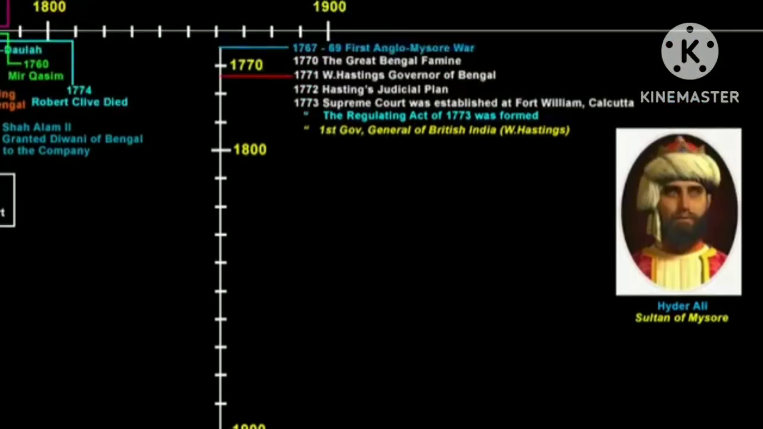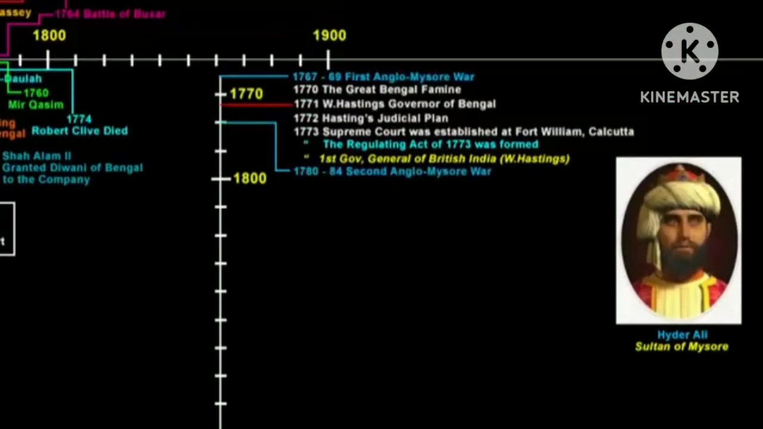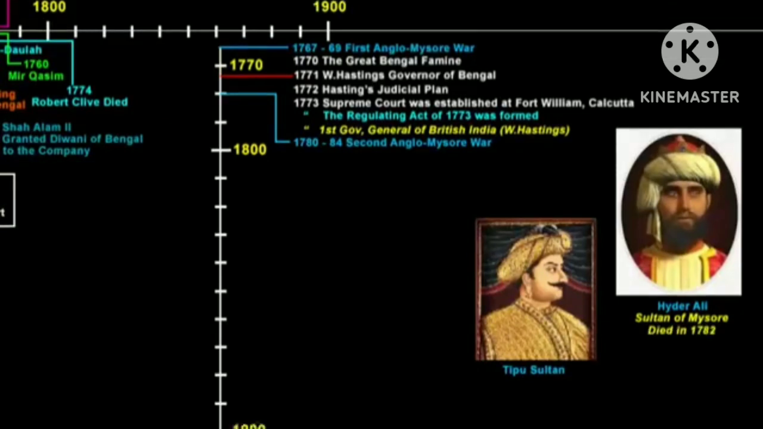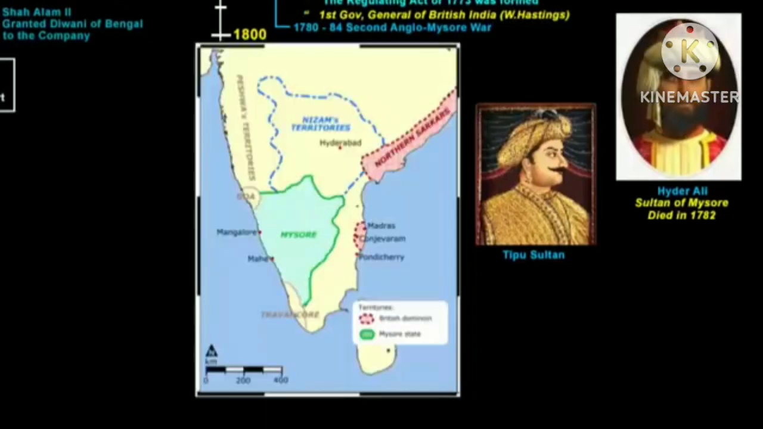The second Anglo-Mysore War was fought between 1780 to 84, but this time it was under the leadership of Tipu Sultan, who was the son of Hyder Ali. Hyder Ali died in 1782, that's why Tipu Sultan had to fight 3 out of 4 wars with the company. The second war was a bloody battle, and again the company lost.